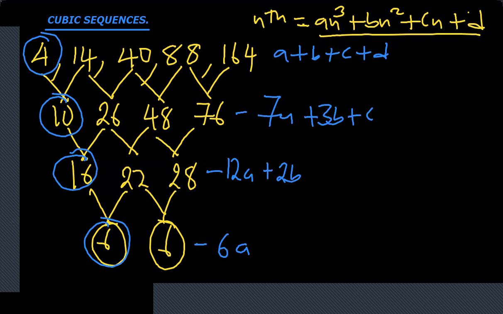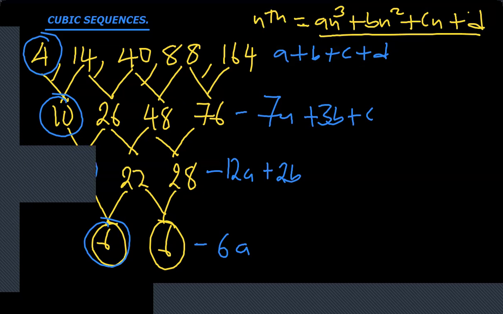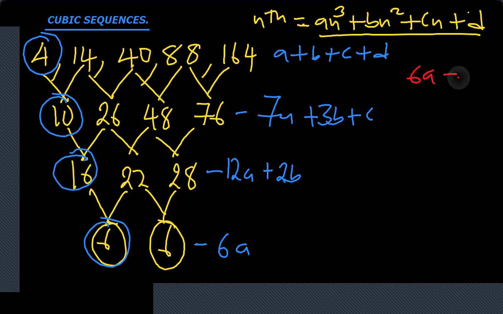Now, you'll start with the first expression, which is the difference of the difference of the difference, 6a. That will give us the value of a, and you keep substituting until you get a, b, c, and d. So 6a is equal to 6, because 6a represents the difference of the difference of the difference. Using the division property, 6 over 6, our a is 1.